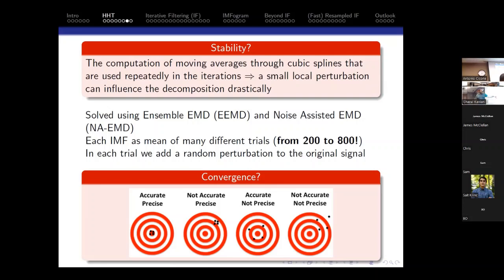Here is an example of a method which is stable but not convergent. And here is an example of non-stable but convergent. And here is non-stable and non-convergent. So stabilizing means that you don't have any more of these problems, but you could have one of these two scenarios. It could be non-convergent but stable, and convergent and stable.